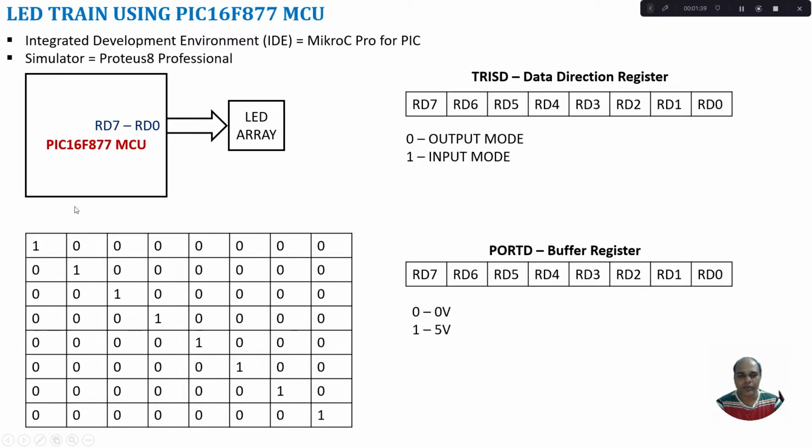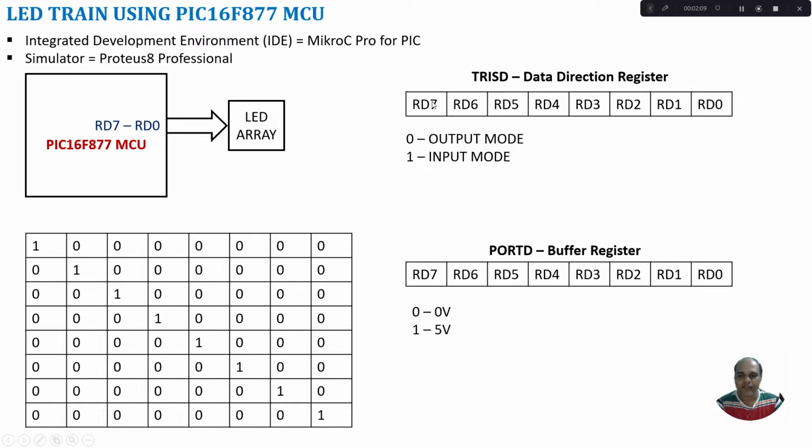So in order to do this programming, we have two registers associated with port D. One is the data direction register, another one is a buffer register. So the data direction register for port D is TRISD. Each bit of this data direction register is assigned for a particular pin. For example, the 0th bit is for RD0. Same way, first bit is for RD1. Same way, 7th bit is for RD7.